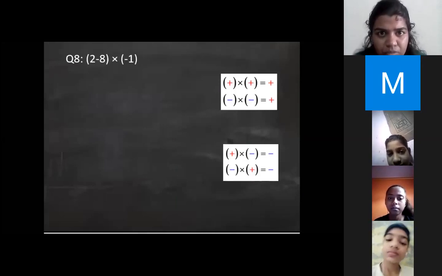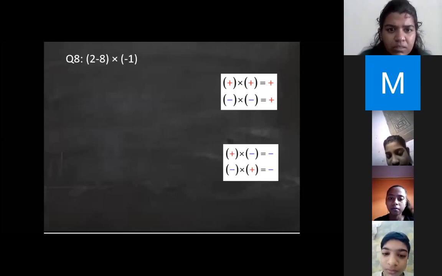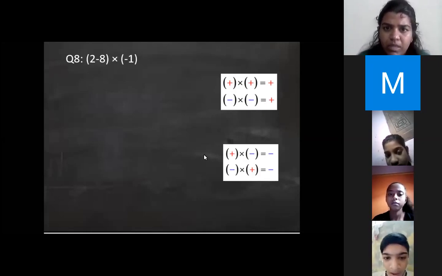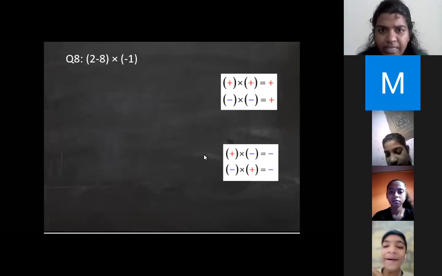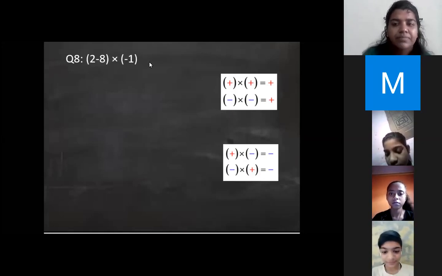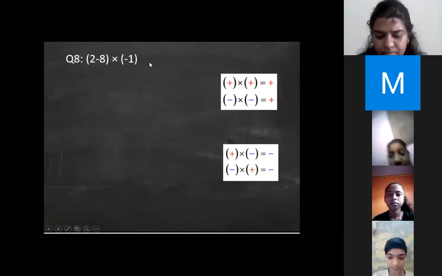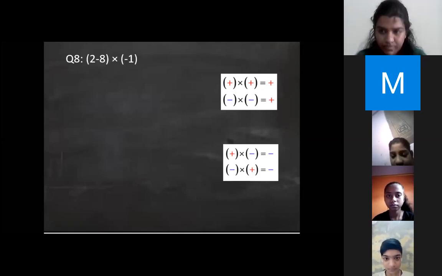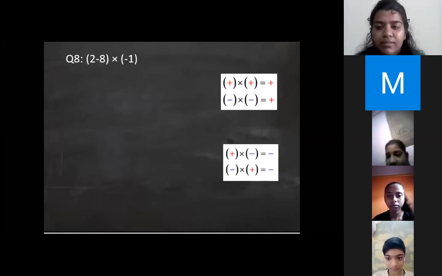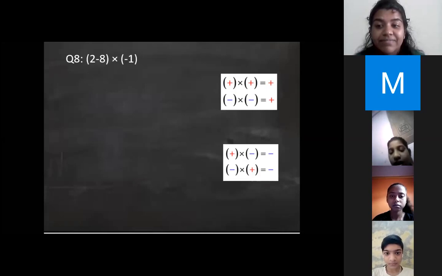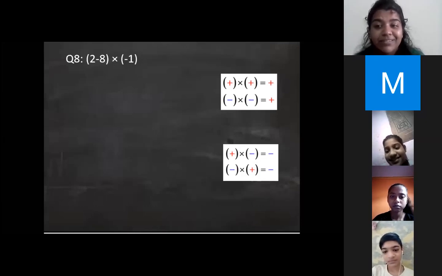Somebody else has joined. One second. Okay. Yes, Muskan, you can take this one. Okay. So first we do 2 minus 8. 2 minus 8 is 6. Plus 6 or minus 6? Plus 6. Which is my bigger number? 8. So which sign will I take?